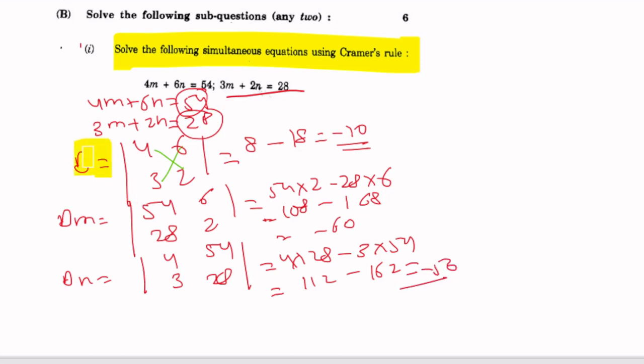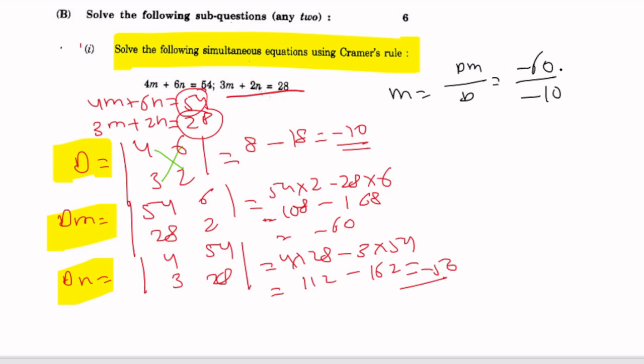Now you got d, dm and dn. That's the only requirement in Cramer's rule. Once you get this, simply you will get the answer for each variable. So m is nothing but dm upon d. And what is dm in this case? Minus 60. And what is d? Minus 10. Your answer is 6.